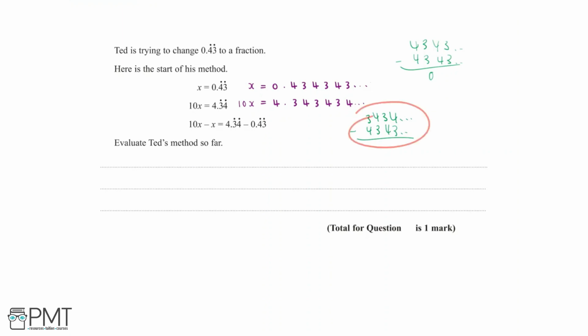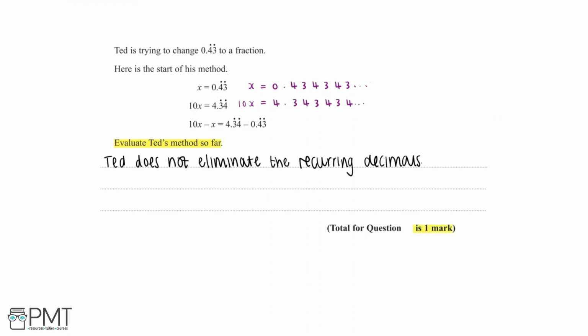If we have something like this, which is what Ted does, we'd end up with a remainder that we won't be able to solve, and so we won't be able to turn 0.43 recurring into a fraction unless we have two numbers whose recurring decimals will leave us with a remainder of 0. And so in order to evaluate Ted's method so far, we can say that Ted has not gotten rid of the recurring decimals. And so we get the 1 mark in this question for identifying this, allowing us to get the full mark needed in this question.